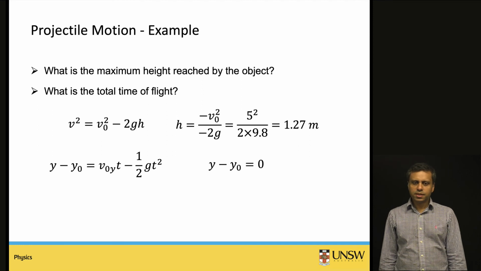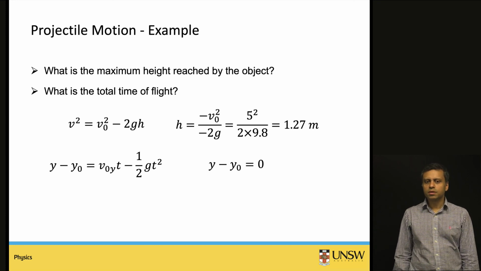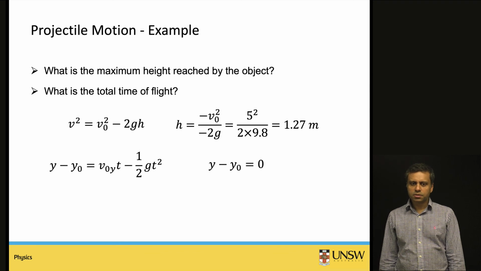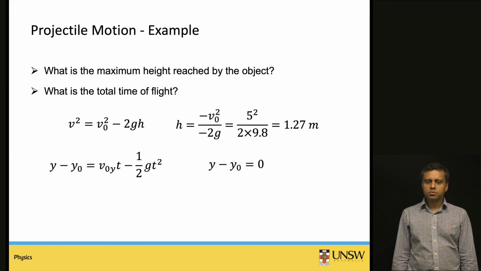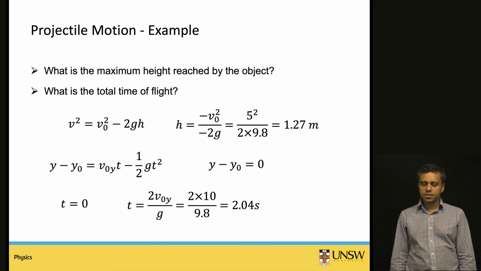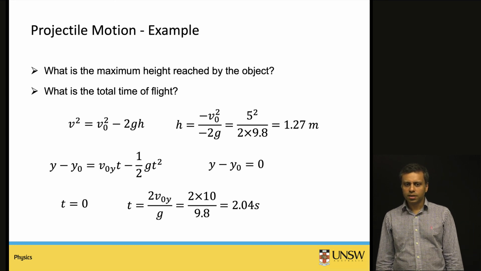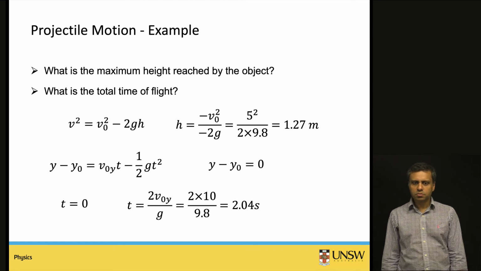So then we set y minus y naught equal to 0 in this equation. We know v naught y because that is the initial vertical component of the velocity. So we get a quadratic equation in t that is 0 on the left hand side, and then we can solve this. It has two solutions. It gives a solution of t equal to 0, that is the initial instant when the object is launched. So that is not the case we are interested in. And the other solution of the quadratic equation gives us 2 times v naught y over g. And this is the time of flight. If we plug in the numbers, we get something like 2.04 seconds.